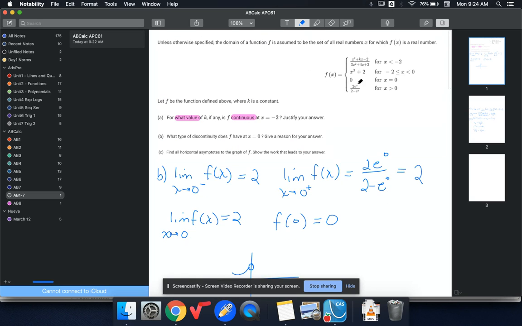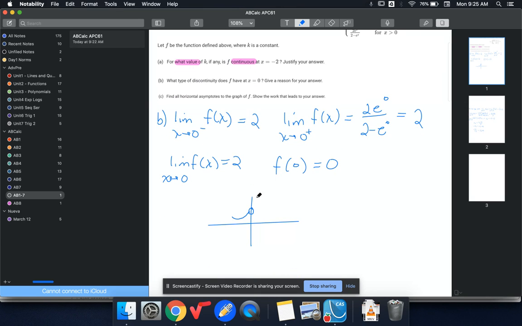I have this function. I don't know what that's going to look like, but it was approaching 2 somewhere. But then the actual point at 0 is down here. So this is a point discontinuity. So I could put in a does not equal there to help show. But I do have a point at (0, 0).